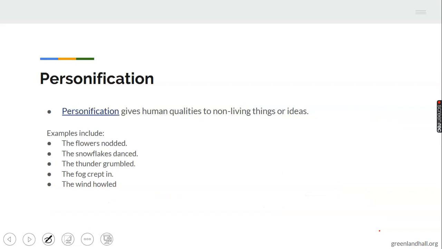Next is personification. I've explained this in the previous class. I just like repeating it because of the technicality attached to it. Personification gives human attributes to non-living things or ideas. And here we have, the flowers nodded. How can flowers nod? You know when it is windy, a flower can nod. Then, the snowflakes danced. Snowflakes cannot dance. Imagine you pour milk inside flakes. You know the way they will be going around and around and around.